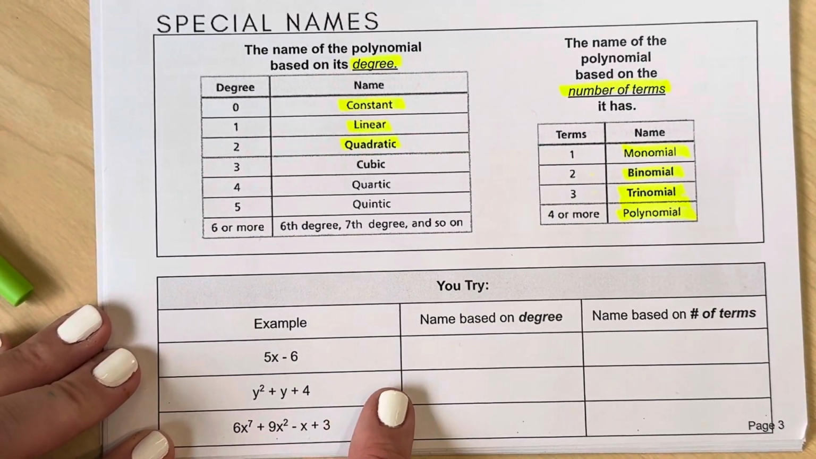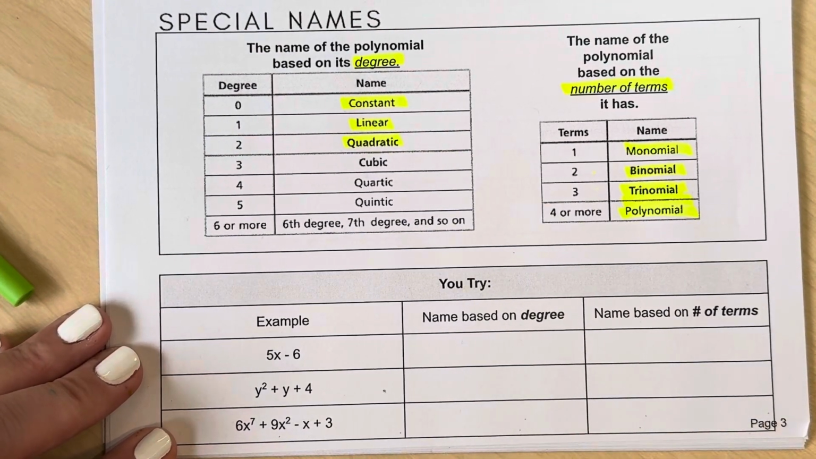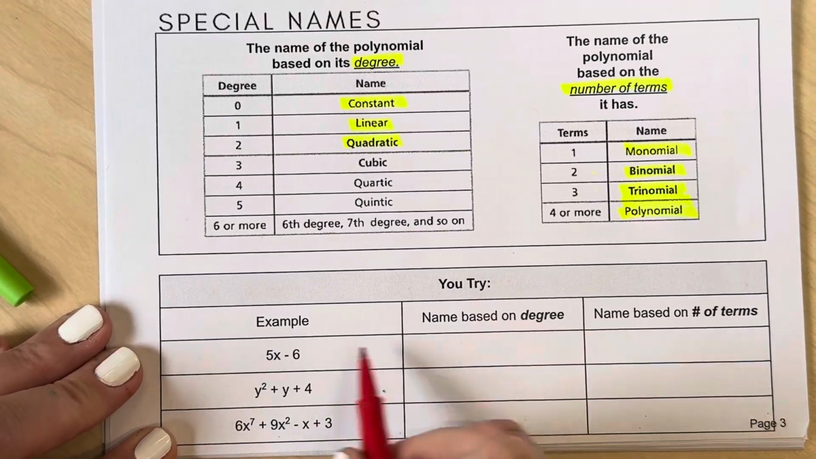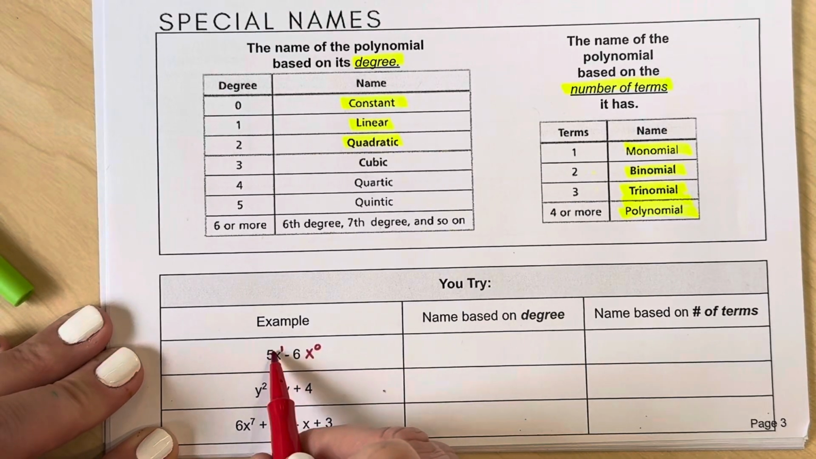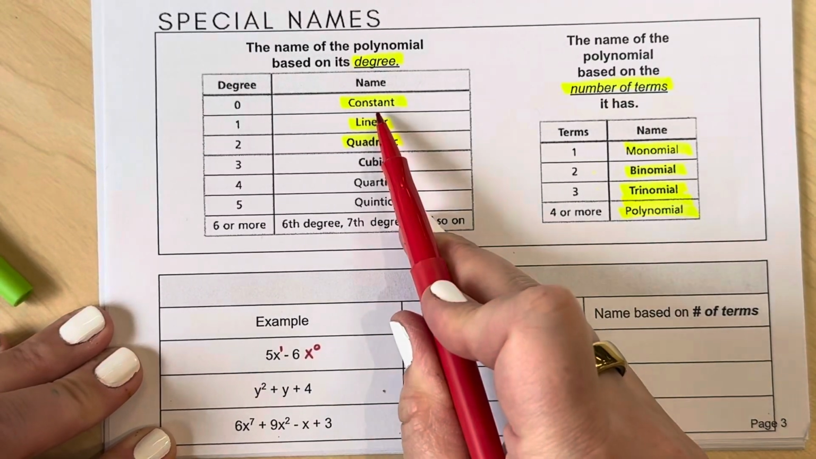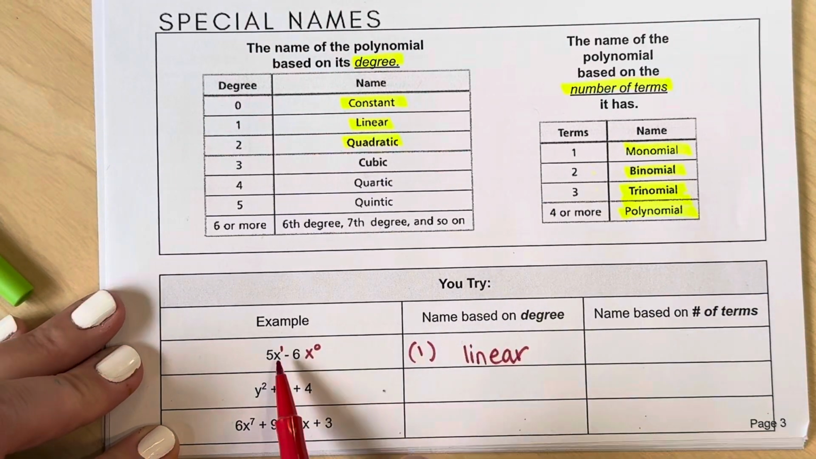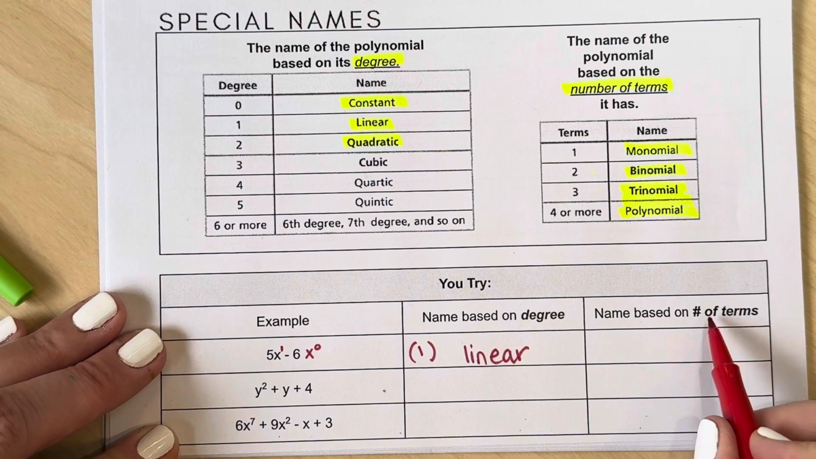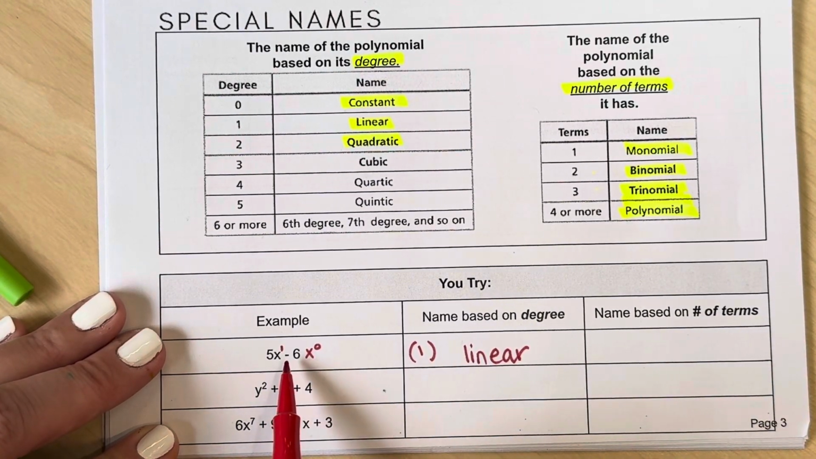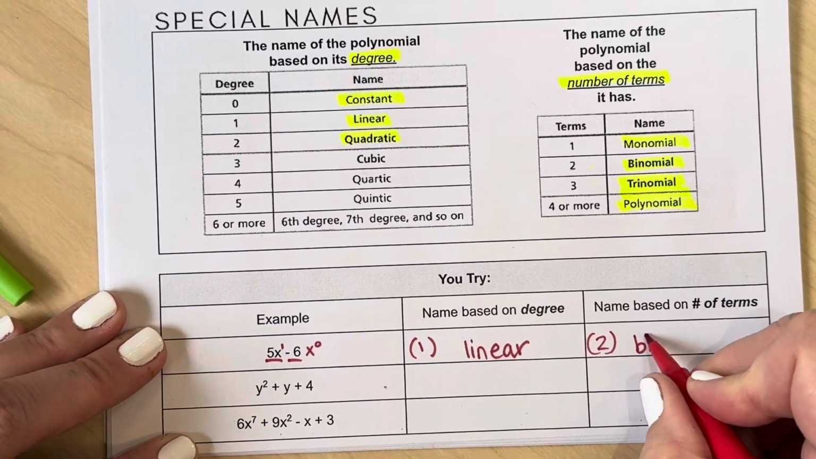So what I'd like you to do is try to see, can you identify what the degree and the number of terms are, what the names are. So for example, the degree on this one, this is to the first, this is to the 0 power. So the largest degree is a 1. And so when I come up here, that means that this is an example of a linear function, which should make sense because that looks like y equals mx plus b, right? And how we identify it's linear is because it's to the first power. The name based on the number of terms are separated by pluses and minuses. So there are 2 terms here, which means that this is a binomial.